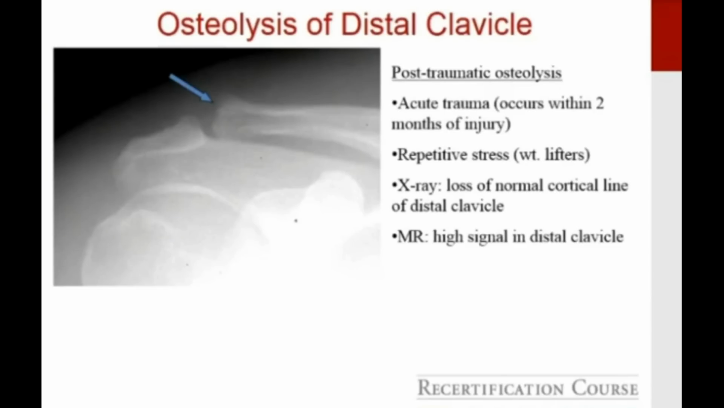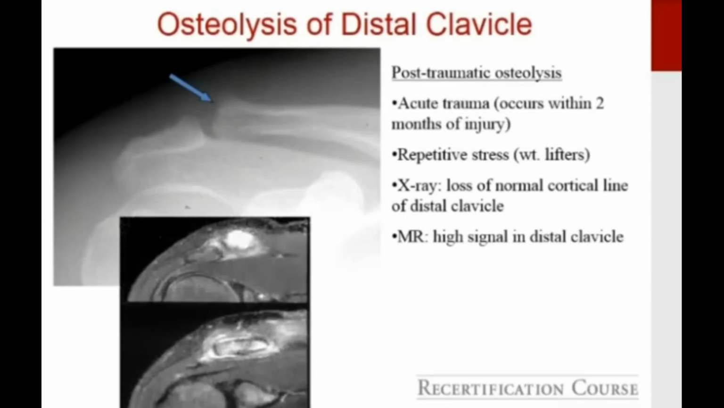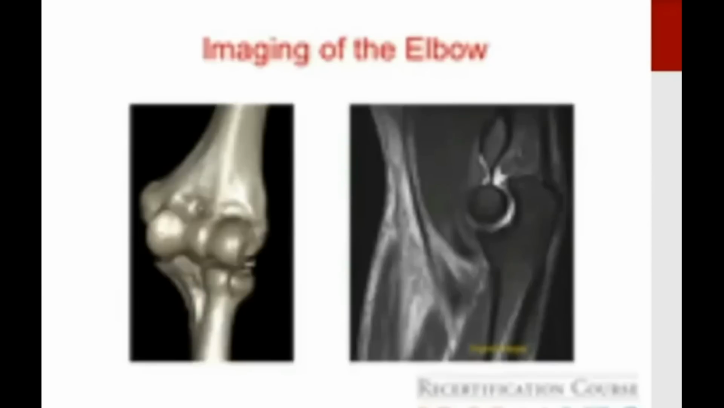And the radiographic appearance is that of loss of the normal cortical line, subchondral lucency, and cystic change, whereas in MR imaging, we can see this much earlier. We see intense marrow edema within the distal clavicle. There's usually an associated small AC joint effusion, pericapsular edema, and periostitis along the distal aspect of the clavicle.